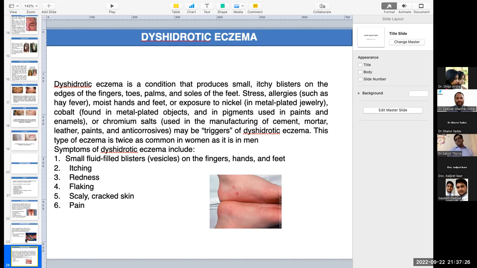This is also known as pompholyx. Symptoms of dyshidrotic eczema include small fluid-filled blisters on the fingers, hands, and feet. They can be itchy, red, scaly lesions, and they can be painful also if a superadded bacterial infection is there.